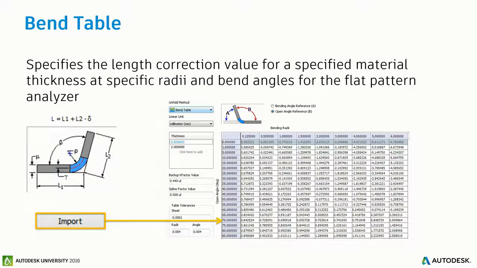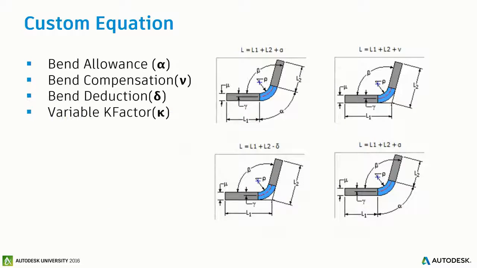And the bend table usually comes from your supplier or your manufacturer, so you can import an existing TXT file into this bend table, and it defines a length correction value for a specified bend radius and bend angle. Internally, we are using this equation to calculate the total length. It's much like the equation for deduction. Later, we will see this.